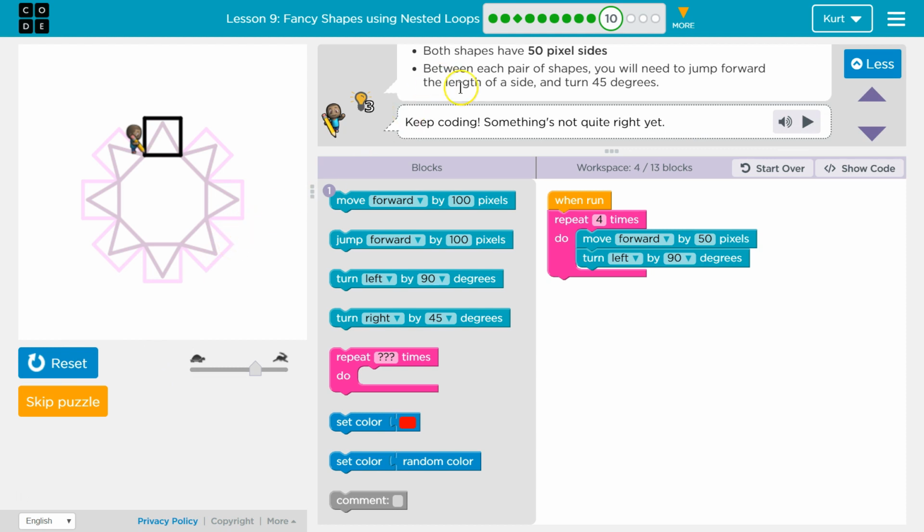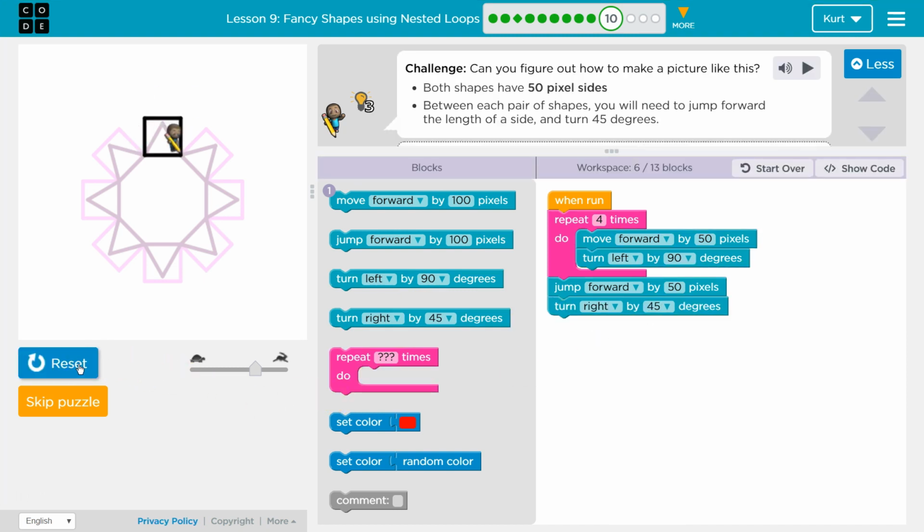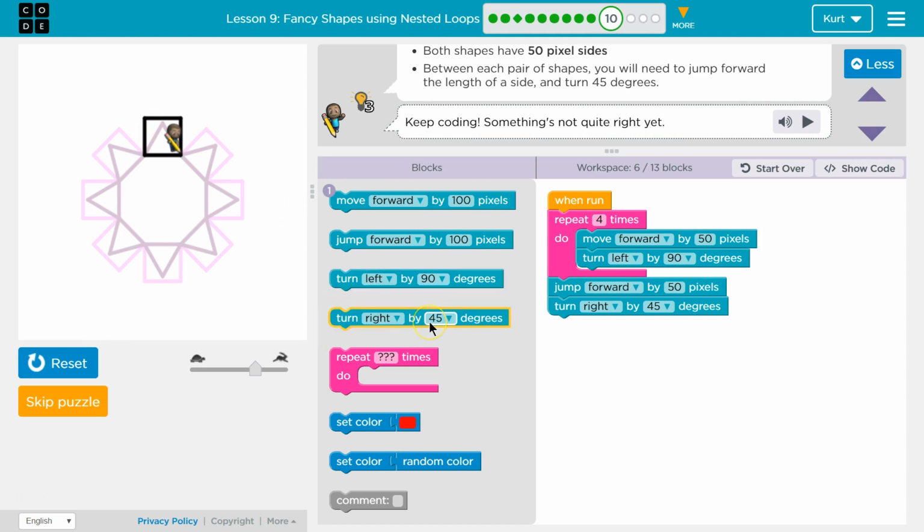We have a bunch. Well, thankfully, it tells us that we will need to jump forward the length of a side. So I'm going to grab jump. There we are. And we want to do this outside of our repeat because we want to repeat and draw the four sides. Once it does that, we want the code to drop down and jump, oops, not 500, 50 pixels, and turn 45 degrees. So we're going to turn 45. Oh, look, right, 45 degrees. Let's test this now.